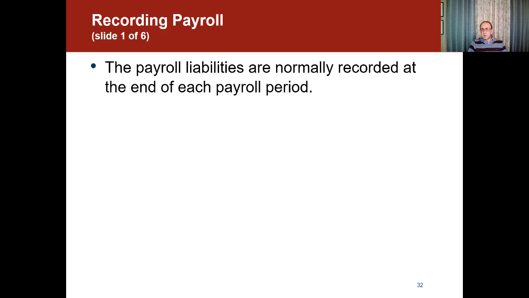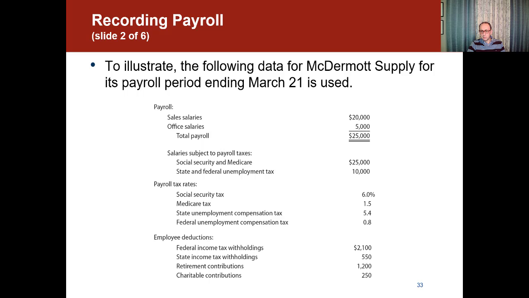So, recording payroll. The payroll liabilities are normally recorded at the end of each payroll period, and we'll see some information here that we'll use in order to record journal entries. So let's see this example. The following data is for McDermott Supply for its payroll period ending March 21st. And this is what we have here for payroll tax rates and the employee deductions.